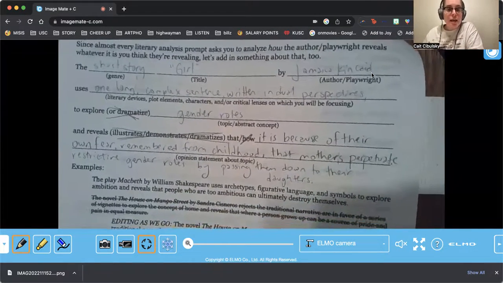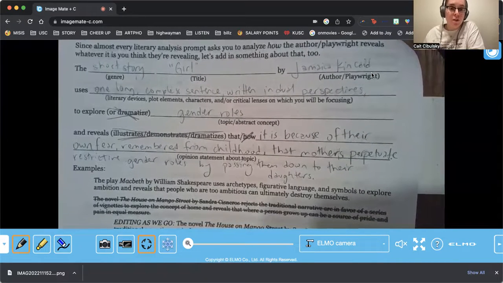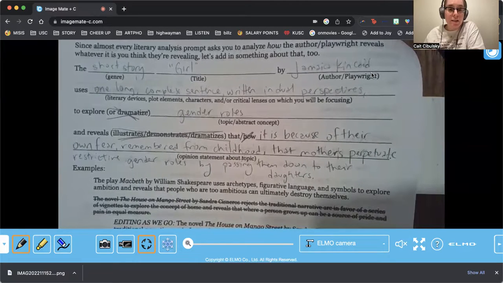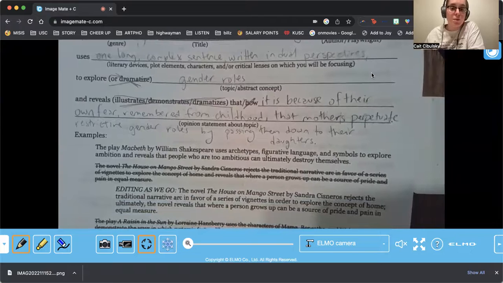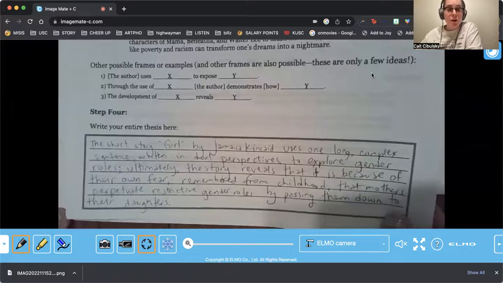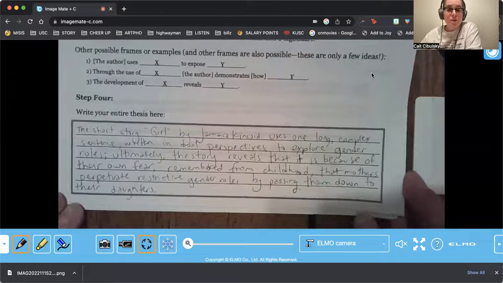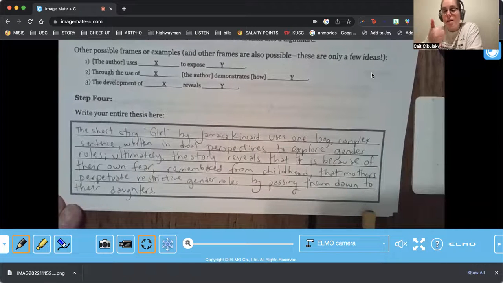The short story Girl by Jamaica Kincaid uses one long, complex sentence written in dual perspectives to explore gender roles and reveals that it is because of their own fear remembered from childhood that mothers perpetuate restrictive gender roles by passing them down to their daughters. And then finally, we end up with step 4. The short story Girl by Jamaica Kincaid uses one long, complex sentence written in dual perspectives to explore gender roles. Ultimately, the story reveals that it is because of their own fear, remembered from childhood, that mothers perpetuate restrictive gender roles by passing them down to their daughters. And that's how you fill out the thesis worksheet.